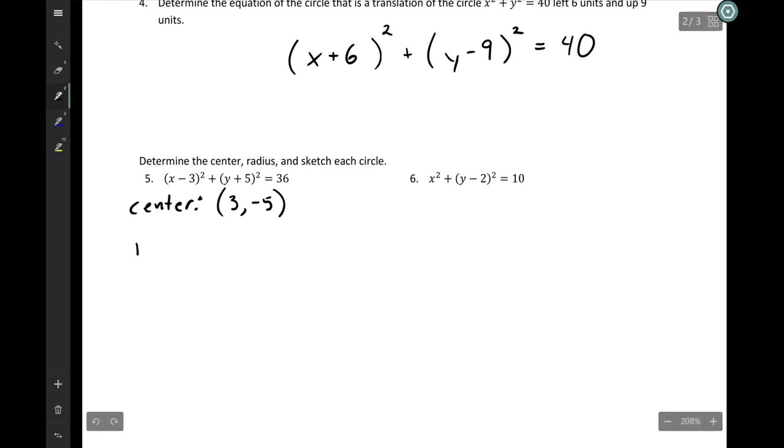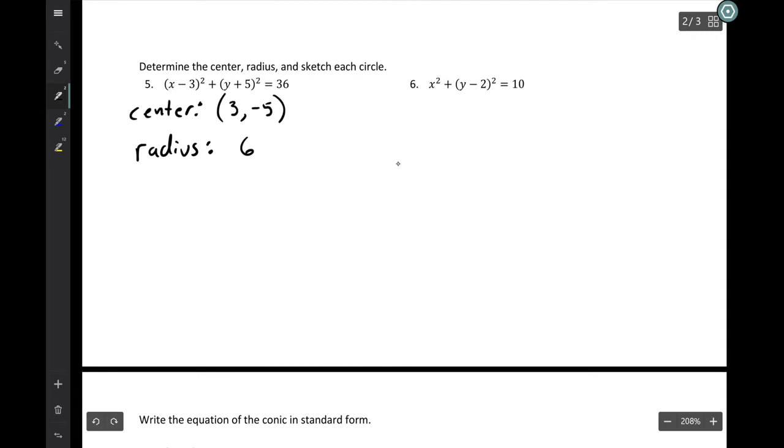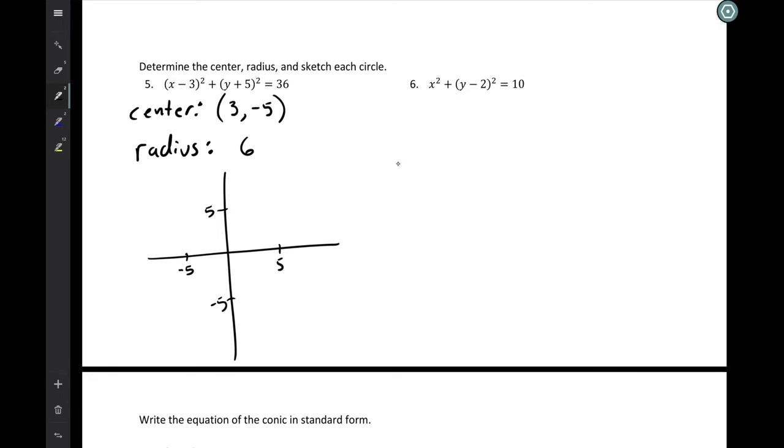Okay, my radius is going to be 6. Okay, and then to graph this, let's not get too crazy. If this is 5, this is 5, this is negative 5, this is negative 5. Let's go 3, negative 5, so I'm about right here.